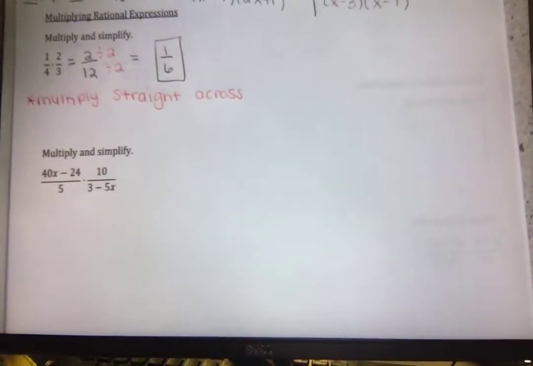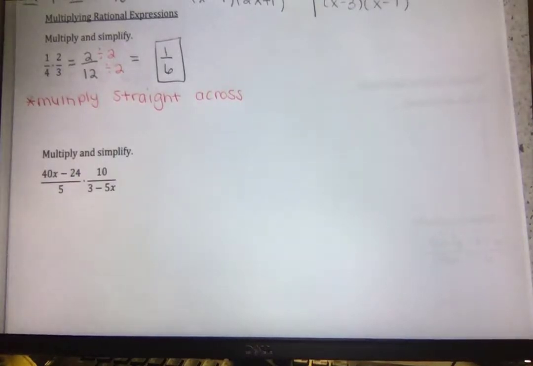And that method is directly going to help in the next one. So same thing for everything: straight across, but we're factoring first, and then multiply. So leave everything in factored form. Don't ever distribute it, it's too much work.